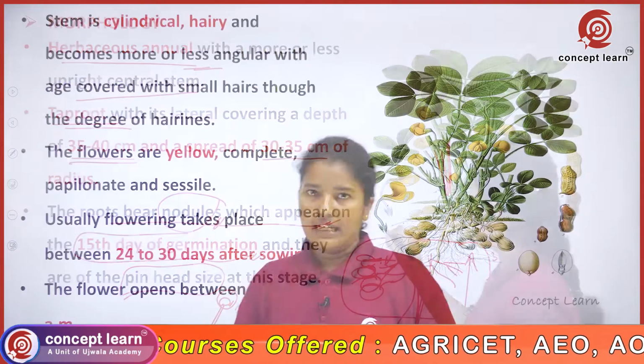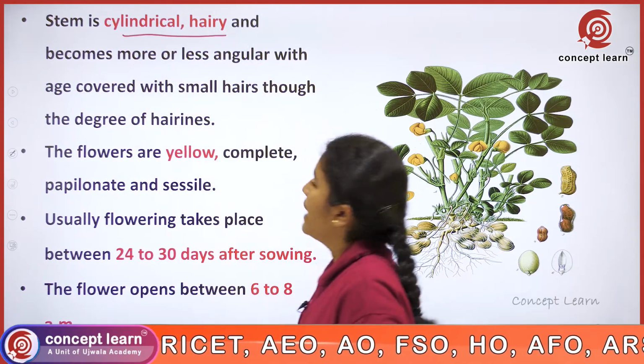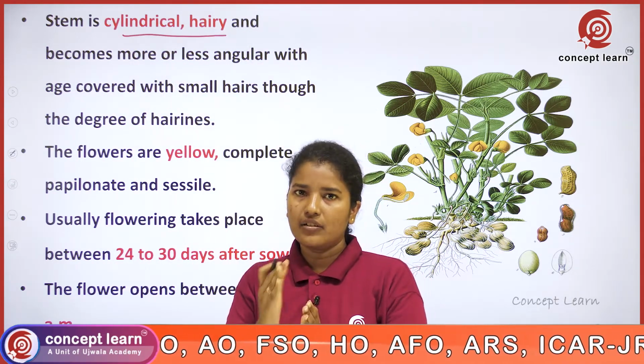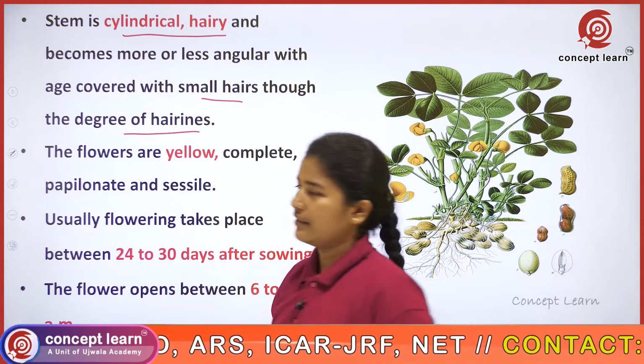Here we can see the stem is cylindrical and hairy. It becomes more or less angular as the growth progresses, with small hairs, varying in the degree of hairiness.